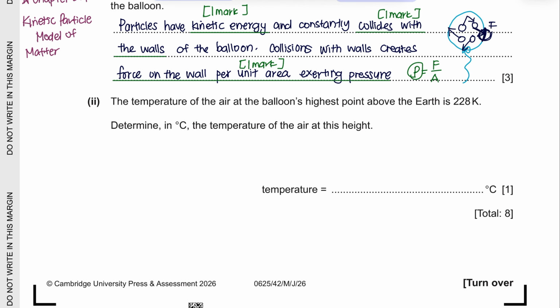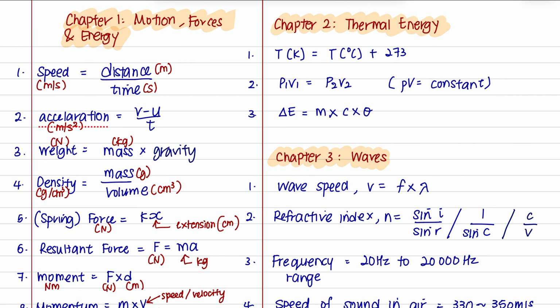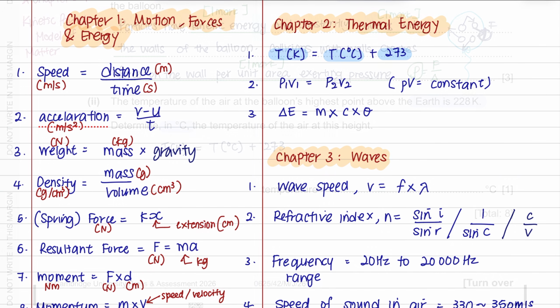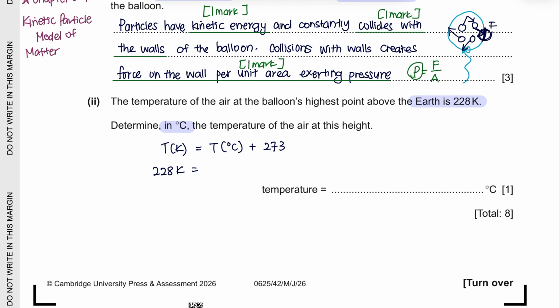Next question, part 2. The temperature of the air at the balloon's highest point above Earth is 228 Kelvin. Determine in degrees Celsius the temperature of the air at this height. Now make sure you remember all formulas for physics, as physics is highly calculation based. Under chapter 2, there are a few formulas that you have to remember. And this is not exactly a formula, but more of a unit conversion, where temperature in Kelvin is equal to temperature in degrees Celsius plus 273. So the temperature in Kelvin is 228, and we are looking for temperature in degrees Celsius. So just rearranging this formula would give us negative 45, and the unit is degrees Celsius.